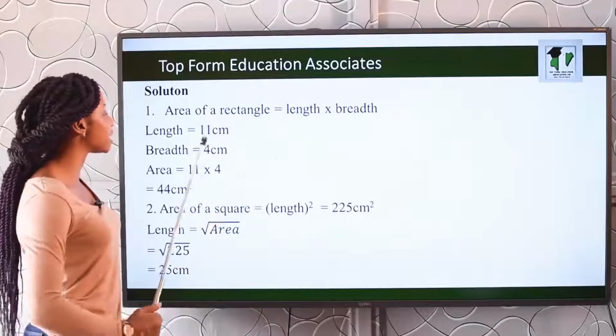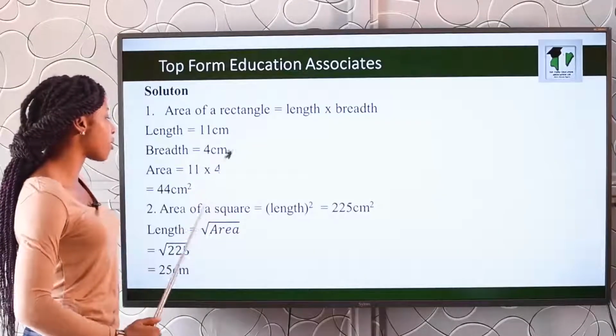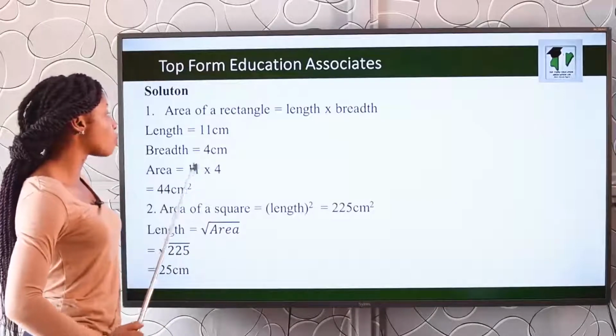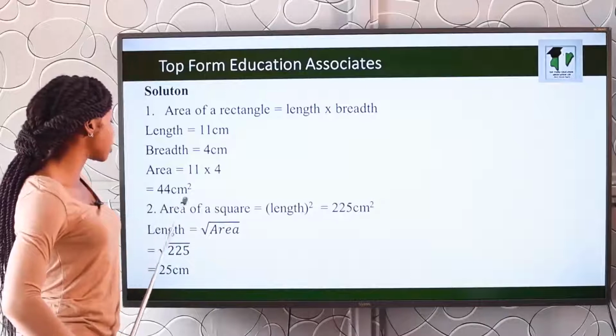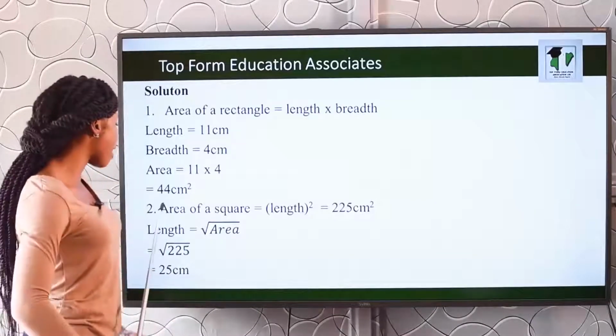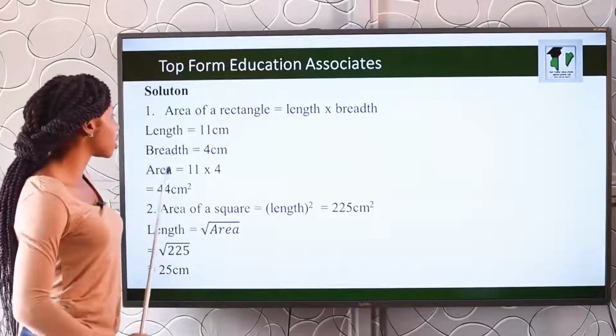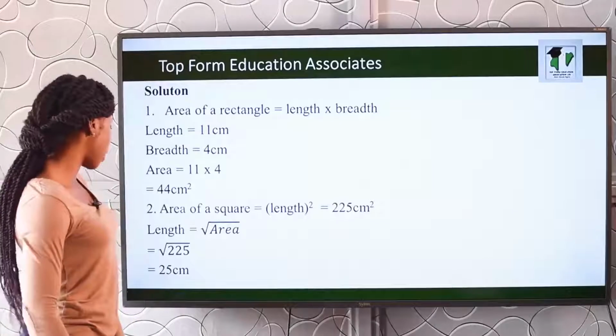Now, the length was given as 11 centimeters and the breadth was given as 4 centimeters. Therefore, to look for the area, we'll multiply the length by the breadth. And when we do that, our answer is 44 centimeters square. So we have the area of the rectangle as 44 centimeters square.